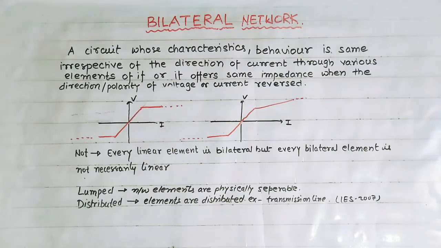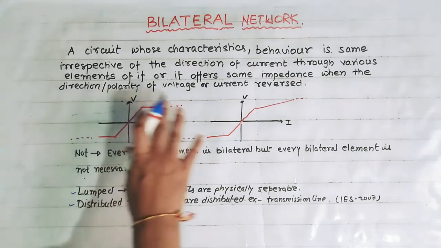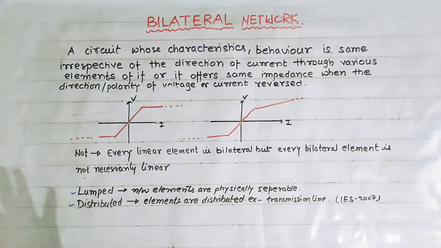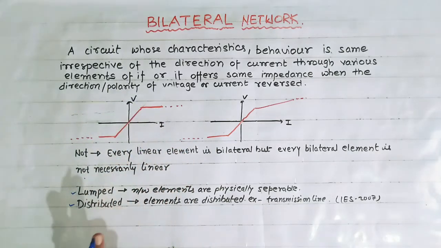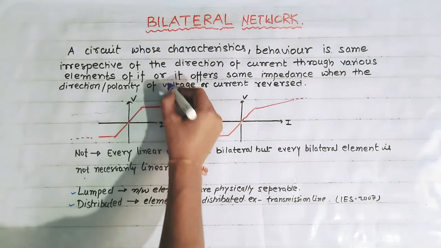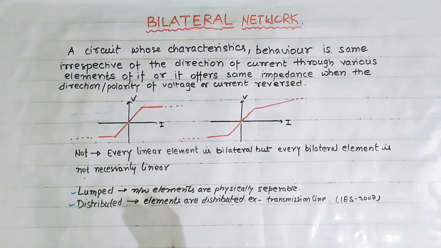Friends, in this video, we will understand the concept of bilateral network, lumped network and distributed network. First, see bilateral network. A circuit whose characteristic behavior is the same irrespective of the direction of current through its various elements, then this element or network is bilateral. Bilateral actually means it offers the same impedance when the polarity of voltage or current is reversed. So it offers the same impedance in both directions.